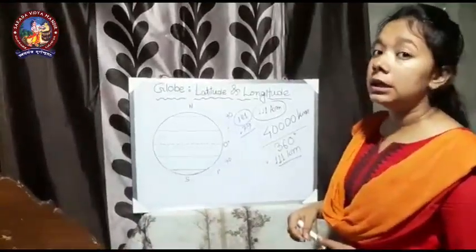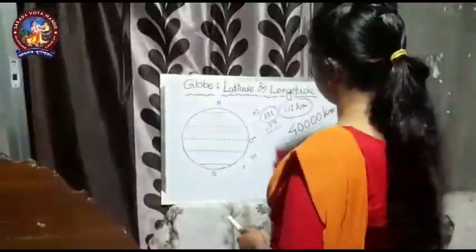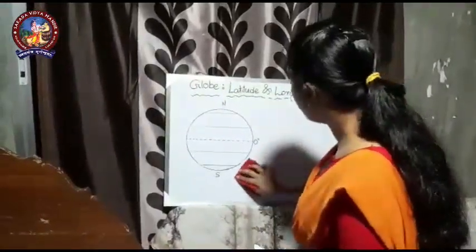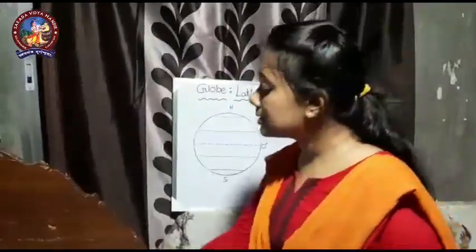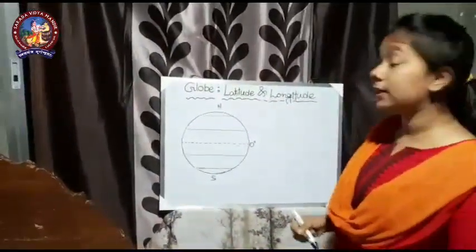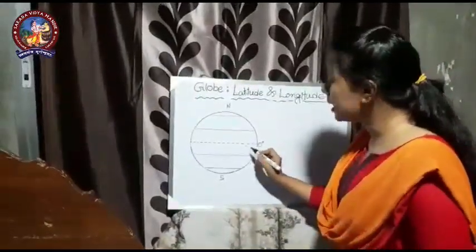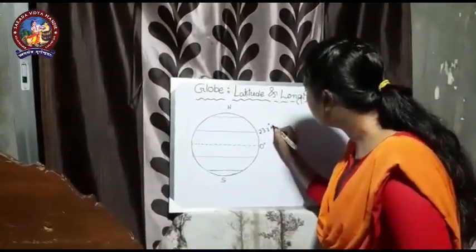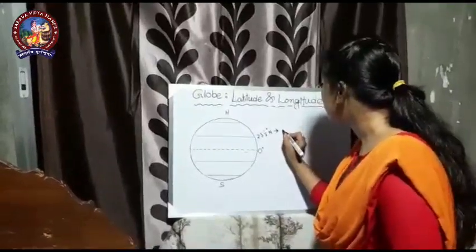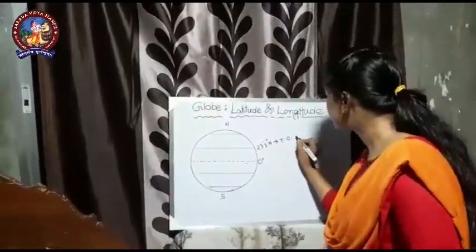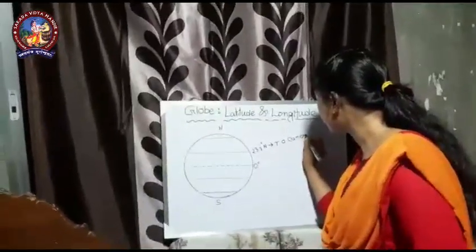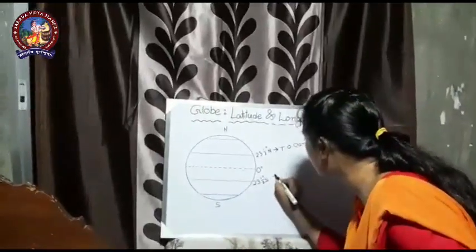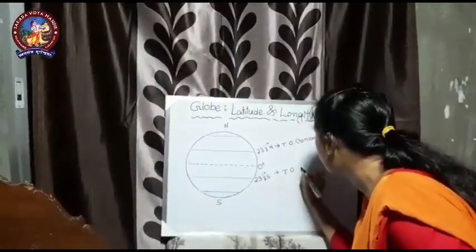Now we will move to the heat zones. Before moving to the heat zones, we'll discuss some important latitudes that we are having. 0 degree, it's the equator. 23.5 degree north represents the Tropic of Cancer. 23.5 degrees south is known as the Tropic of Capricorn.